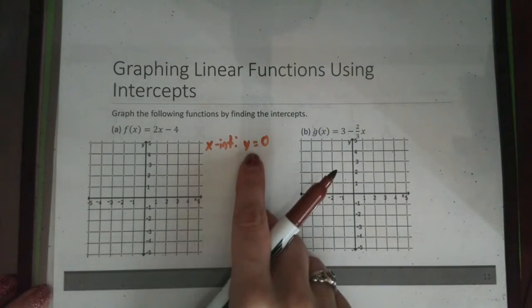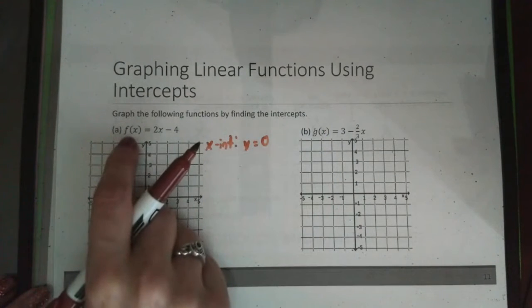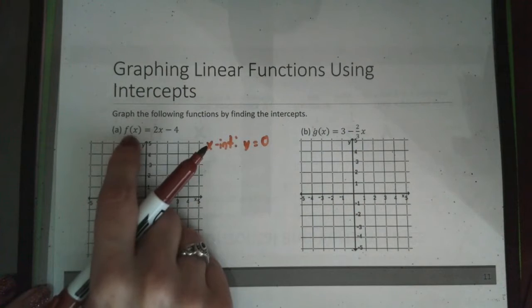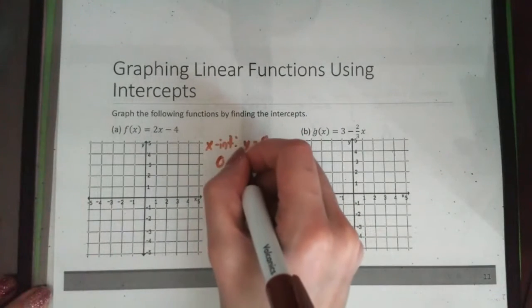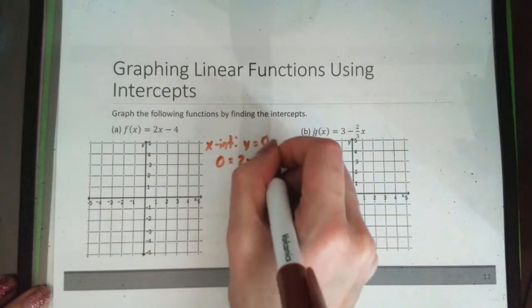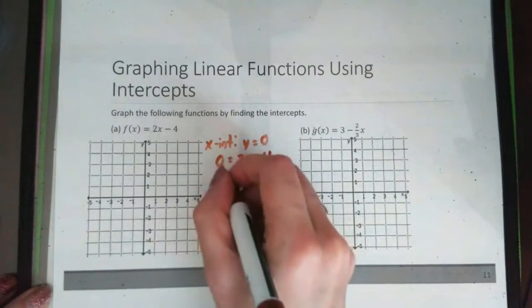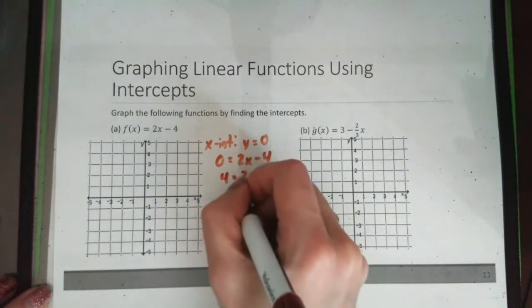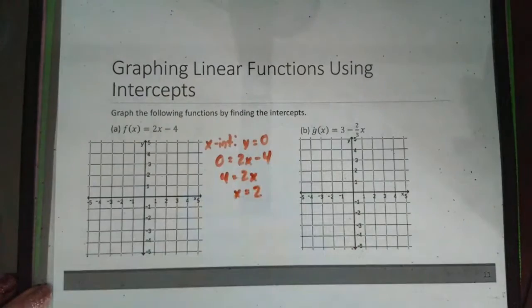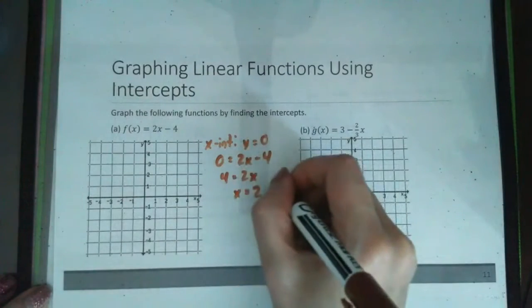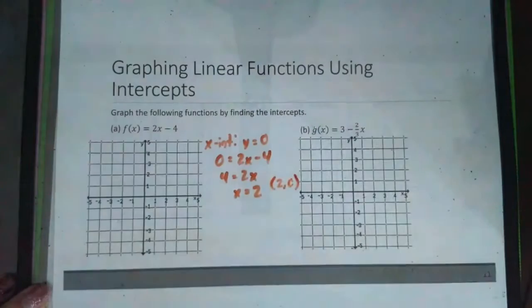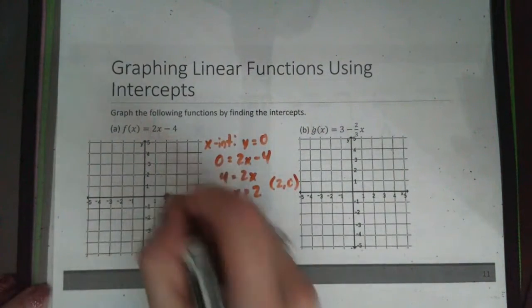So if I plug in a y value of 0, remember that f of x is just a fancy way of saying y. So I'm going to plug in 0 over here. That's equal to 2x minus 4. I can add the 4 over, divide by 2, x equals 2. So we know x equals 2, y equals 0 is a point on this line.